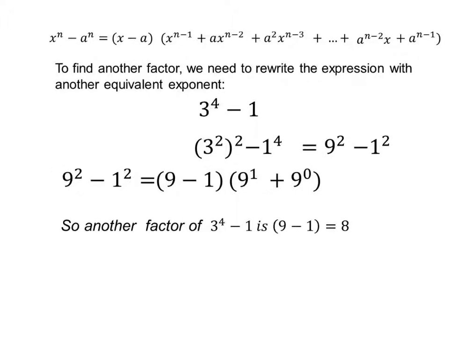So there you have it. 9 minus 1 is 8. Another factor is 8. So now we found two factors. We found 3 minus 1, 2, was a factor. And then 8 is also a factor.